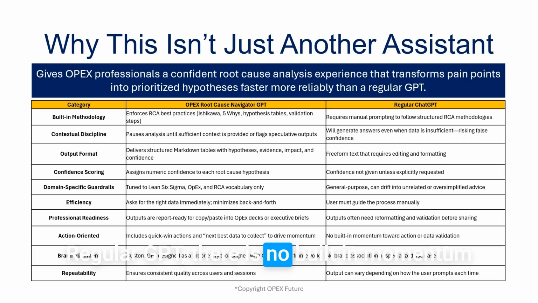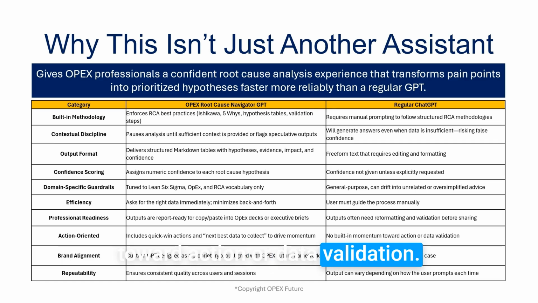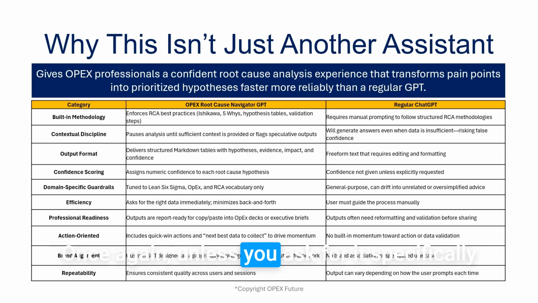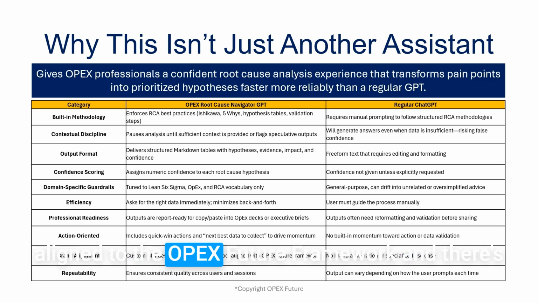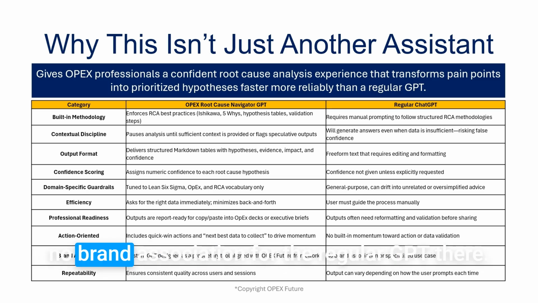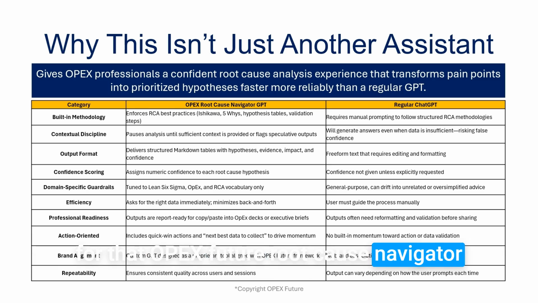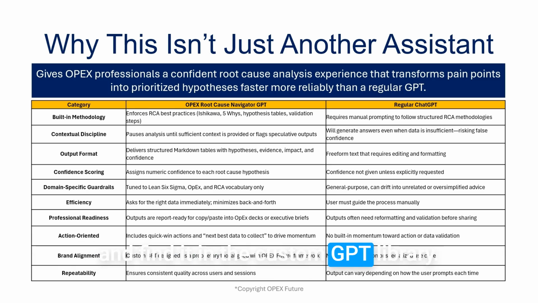Regular GPT, there is no built-in momentum toward action or data validation, right? Once again, unless you ask for it specifically. Here, you do not have to ask. Your wishes are granted with your interaction with this GPT. As far as brand alignment, of course, you've got the custom GPT. That's a proprietary tool in a way, aligned to the OPEX Future framework. And there's no brand association for the regular GPT. But by having a brand aligned, it's easy to find, it's easy to use, and you can just look for that OPEX Future Root Cause Navigator and find it in the custom GPT library.